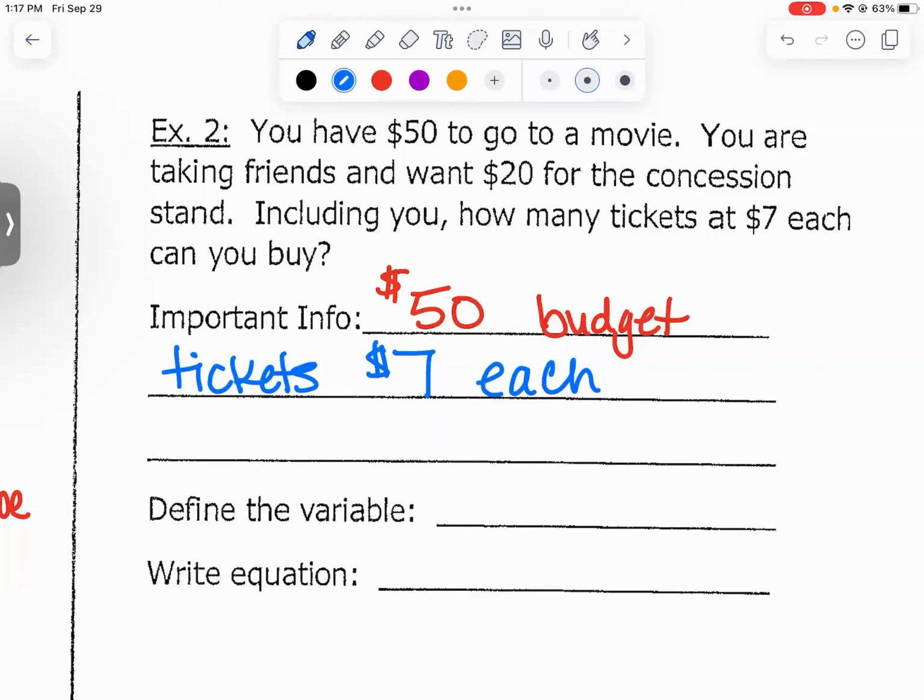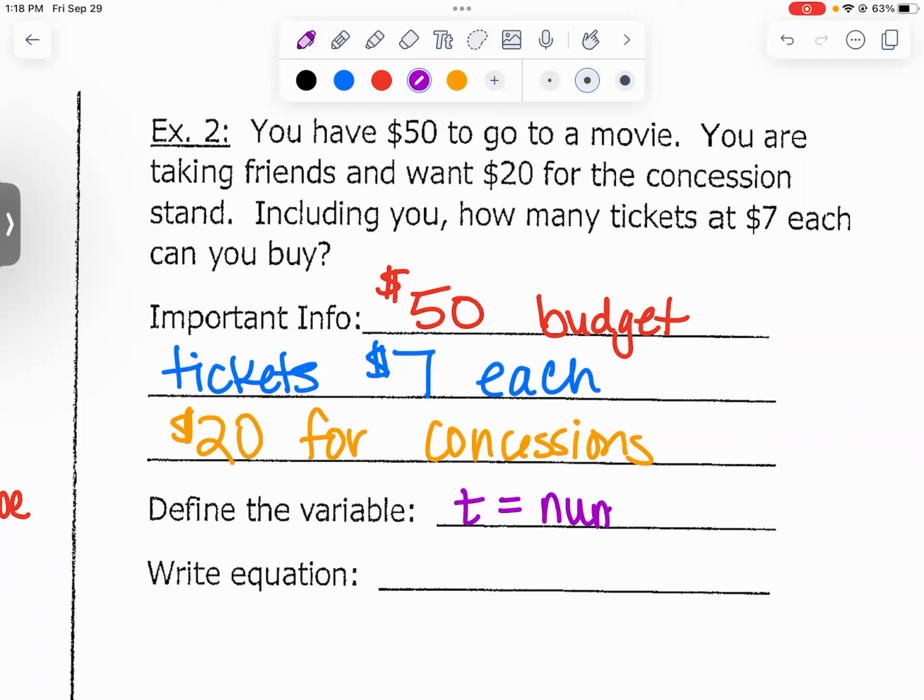All right, Allie, what's another number that's important? All right, good, $20 for concessions. All right. Marco, what's the question we're trying to answer? How many tickets? So Caesar, I'll let you choose a letter. What letter do you want to choose to represent the number of tickets? T. All right, T. Caesar chose T for the number of tickets that we can buy.